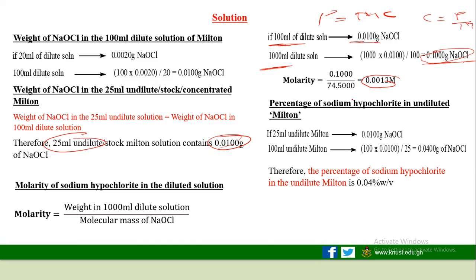Now, the next question asks us to find the percentage concentration for the undiluted. From here, we understand that 25 ml contains this amount of the hypochlorite, right? So therefore, 100 ml will contain what? After getting what the 100 ml contains, we state it as percentage weight in volume. So we have 0.04 percent weight in volume. Percentage weight in volume simply means the weight in grams in 100 ml of the solution. So that's what we have established here. Very simple.